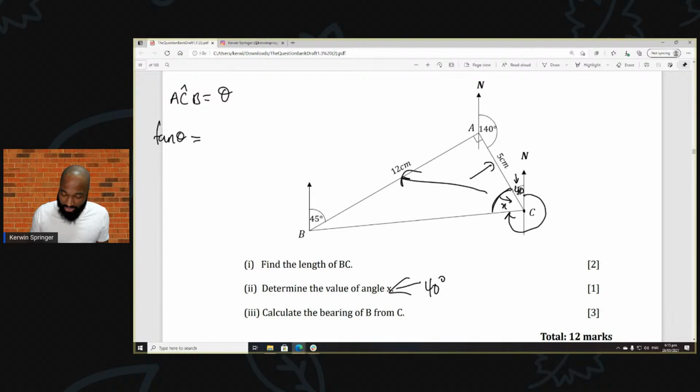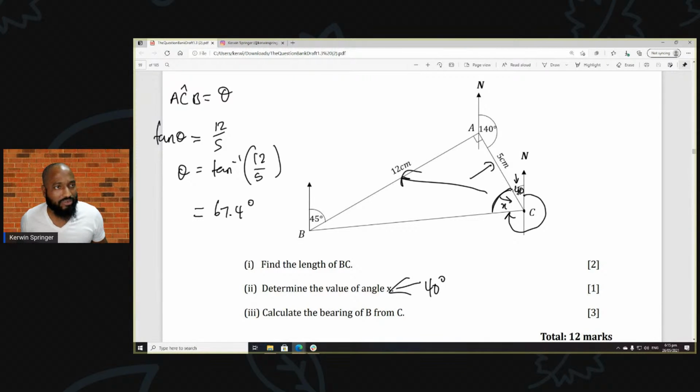So opposite over adjacent, let's say opposite will be 12, so 12 over 5. Theta is equal to the tan inverse of 12 over 5, which is how much? If I'm to believe my calculator, this is 67.4 degrees. Not 90, it's 85. In practice, when you check through everything, it's not 90, it's 85. Anyhow, using the tan, we get 67.4.